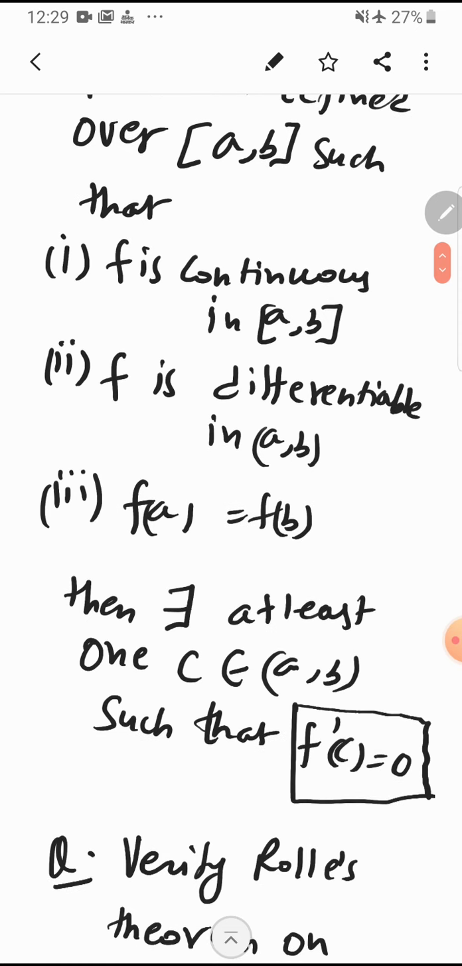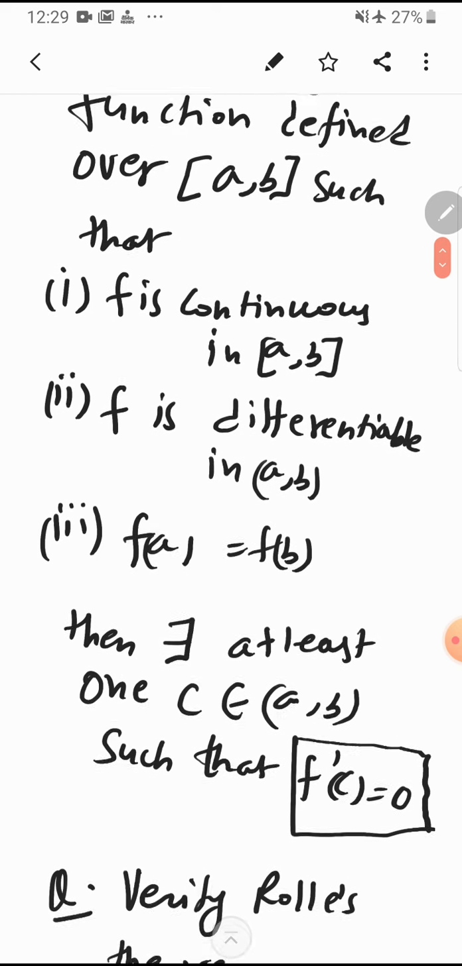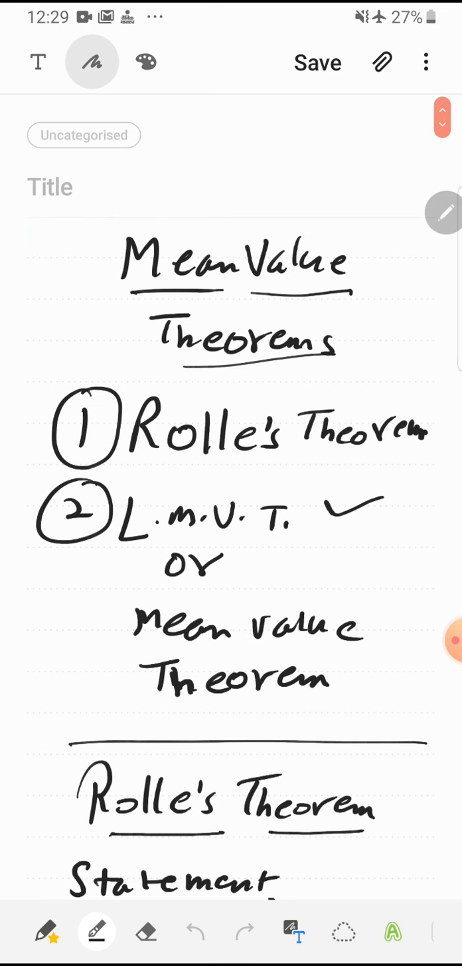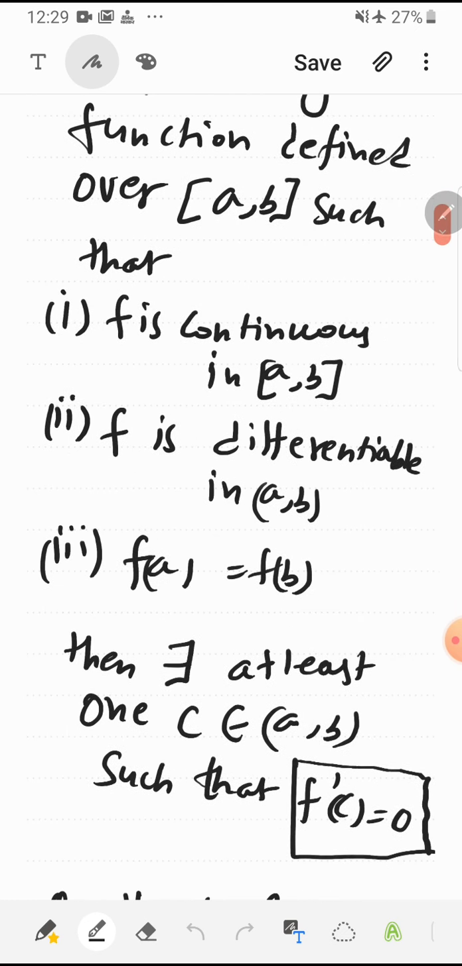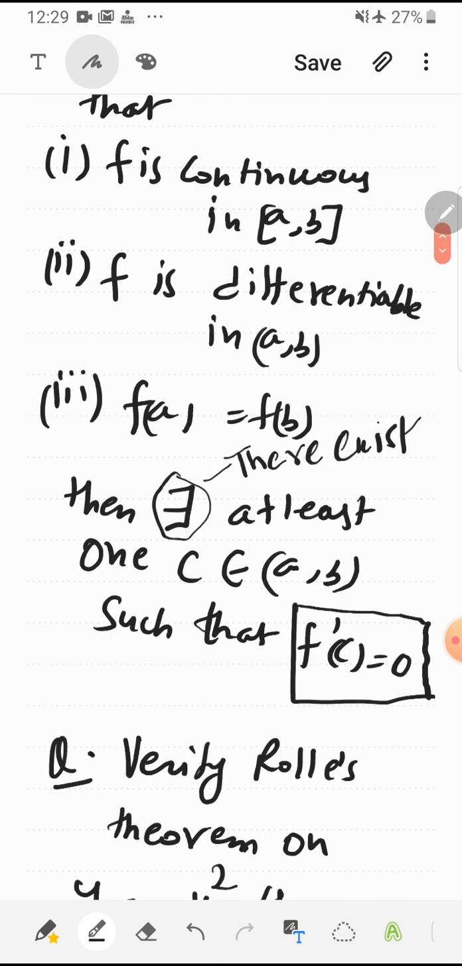Now if these three conditions are satisfied, then there exists, this is a symbol for there exists, at least one c, where c is any point belonging to open interval a comma b, such that f dash c is equal to 0.